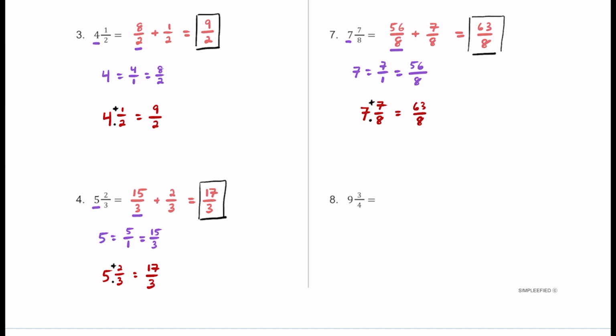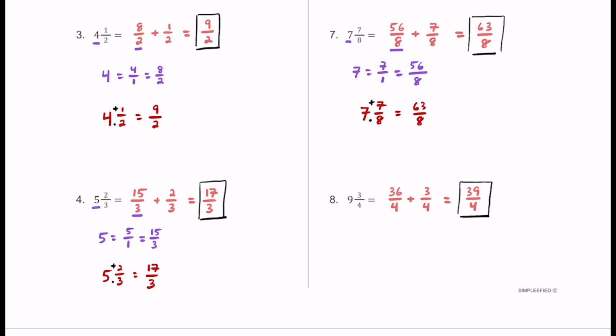For number 8, we have 9 3/4. So let's go ahead and say, well, 9 times 4 is 36. So it's really saying 9 is the same thing as 36/4 plus the 3/4 that we had to begin with. Now 36 plus 3 is going to be 39. So 39 over 4 would be the improper fraction version for the mixed number 9 3/4.